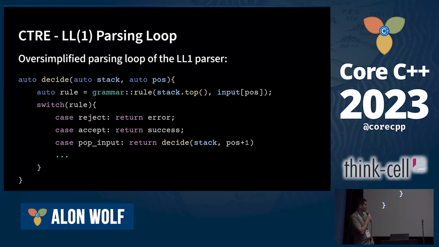Here is a way, way oversimplification of the parsing loop of the LL1 parser. At each operation, we use the grammar to perform a lookup, and then we either return success or an error, or recursively continue to the next iteration with the modified stack and input position.